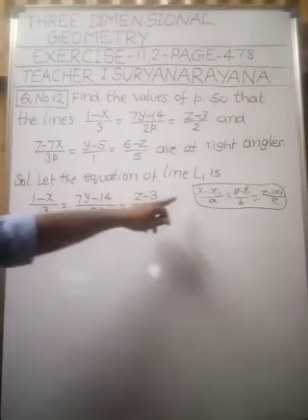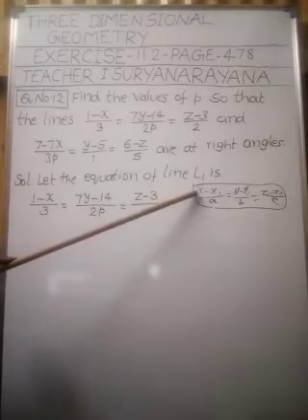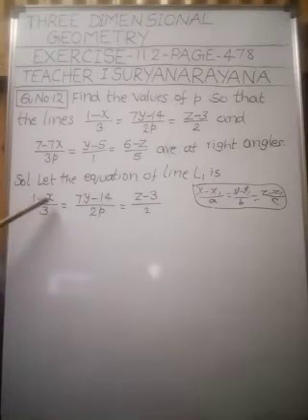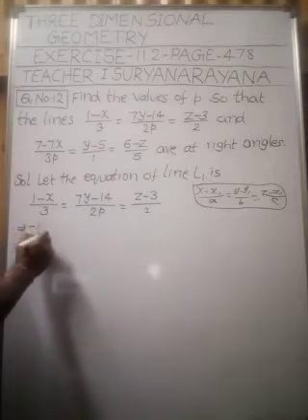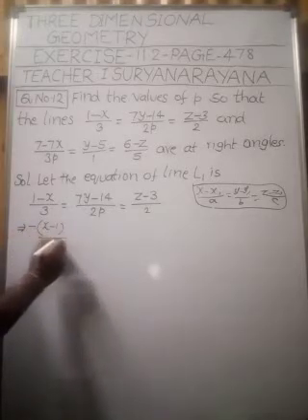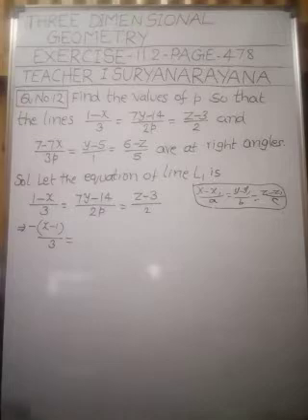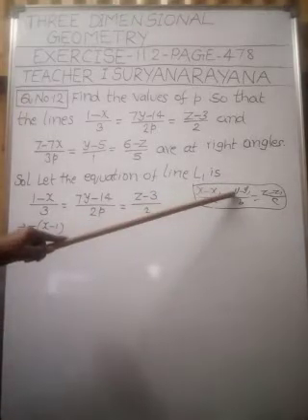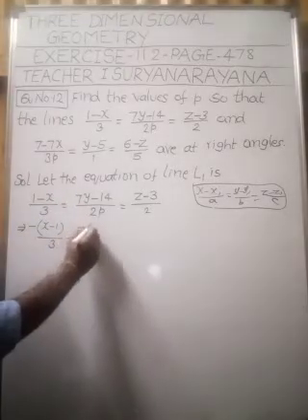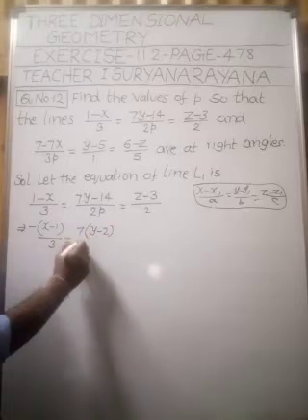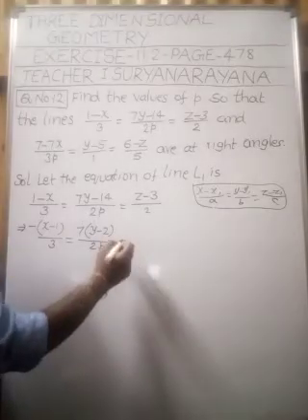Okay, my children. If you observe, the first term in the numerator there should be x only. But what is there here? 1 minus x. So let us take minus common here. So minus of (x minus 1) by 3. Okay, my children. Understood this first term. Now come to the second term. In the second fraction also, the first term in the numerator should be y only. But what is there here? 7y. So let us take 7 as common factor from the two terms. So 7 of (y minus 2) by 2p. Understood this second term, my children? Right. That is equal to the third term.